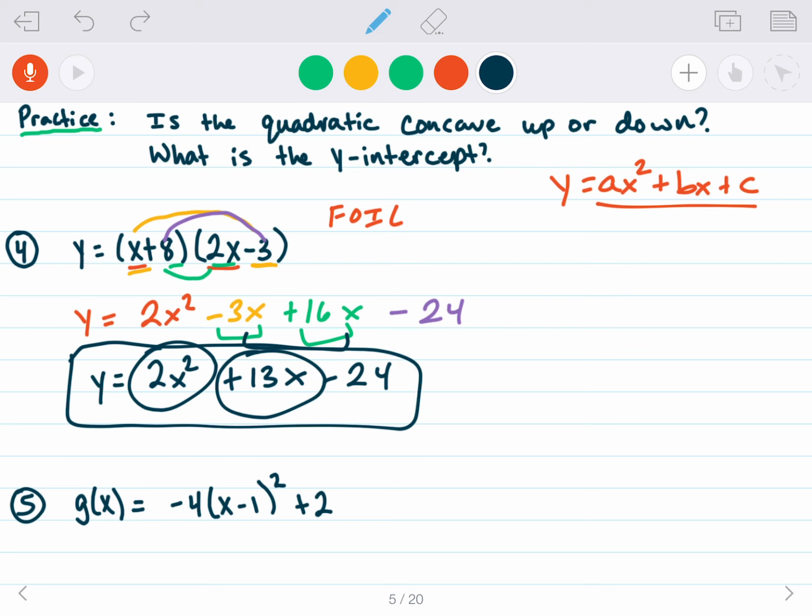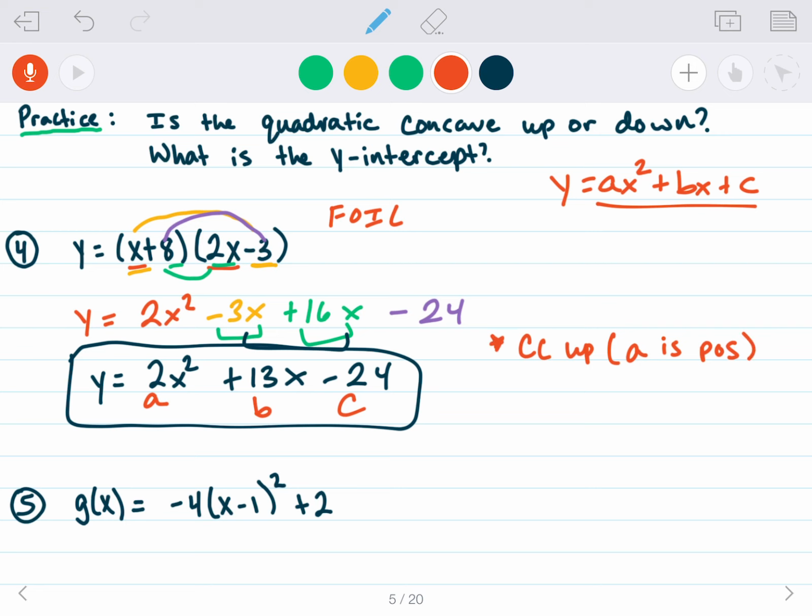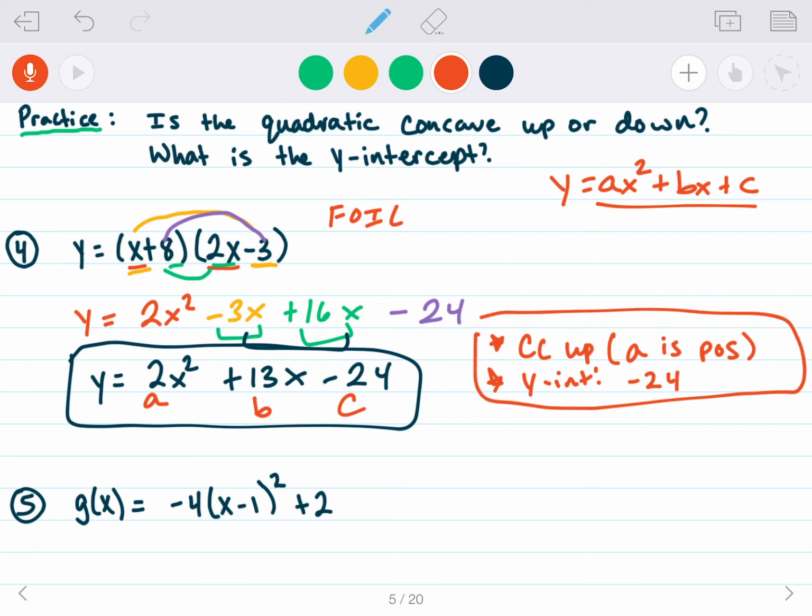At this point, we can identify our a, our b, and our c. Not that we're going to need it right now, but a is 2, b is 13, and c is negative 24. Concave up or down? It's going to be concave up because a is positive. The y-intercept is our c value, which is negative 24. So that's our answer for number 4.